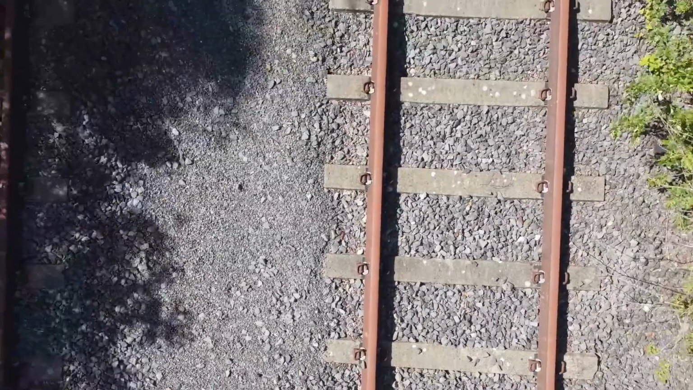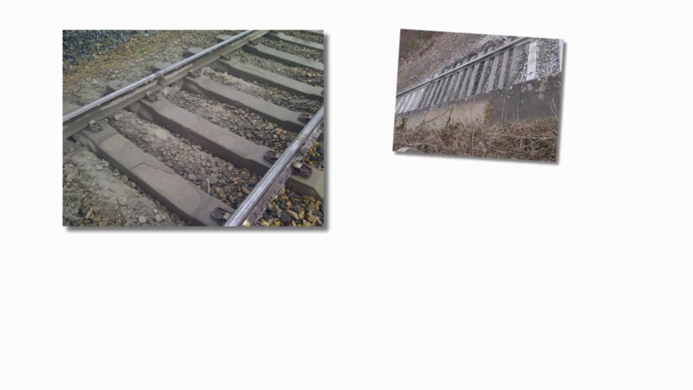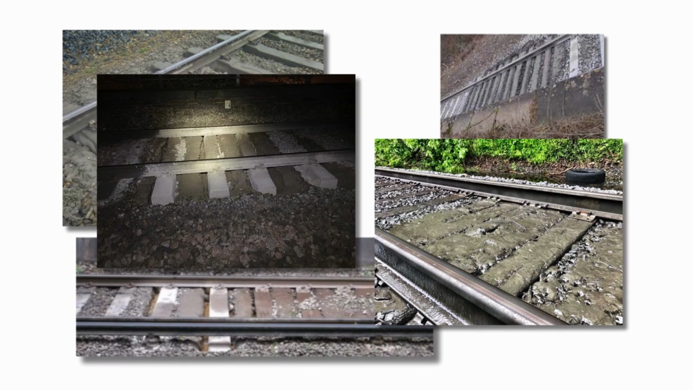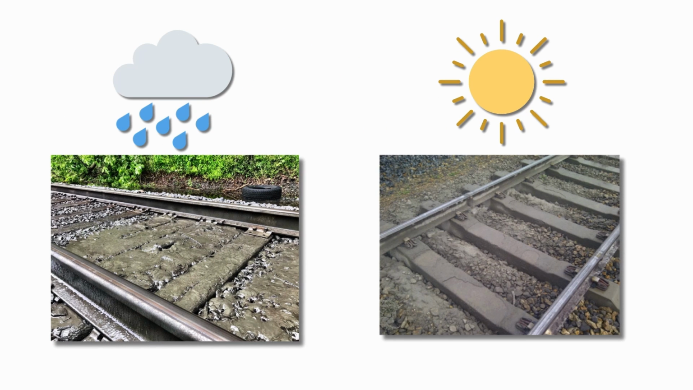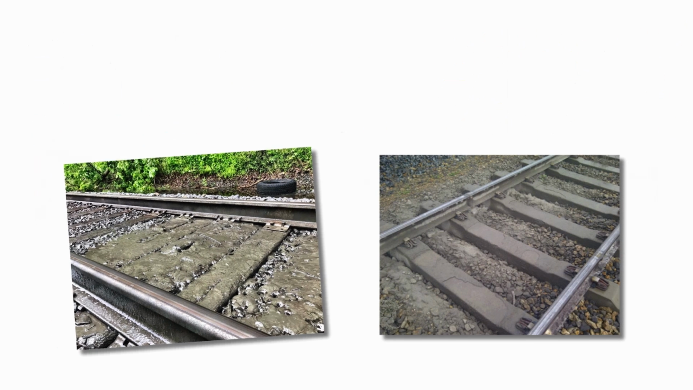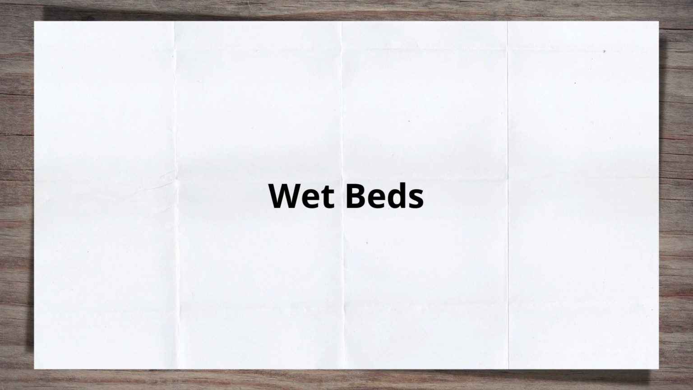How does railway track turn from this into this? These are wet beds, an issue that occurs with the track ballast that turns it from a nice collection of stones into either slurry in the wet weather or a hard concrete-like mass in the hot. It occurs due to issues within the track bed and leads to a number of issues for the maintenance teams.